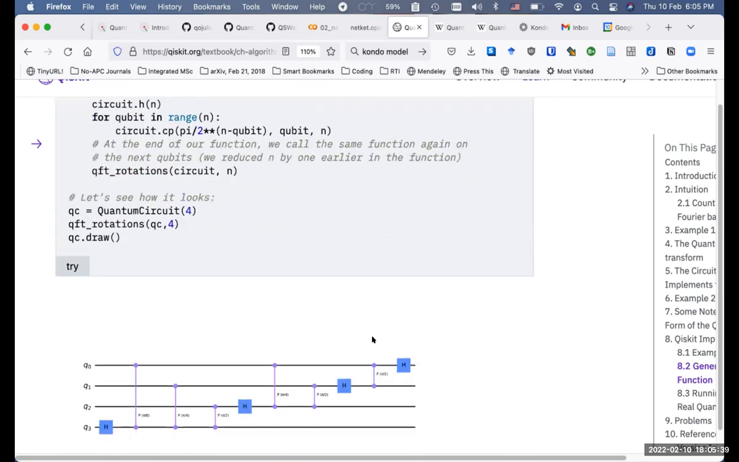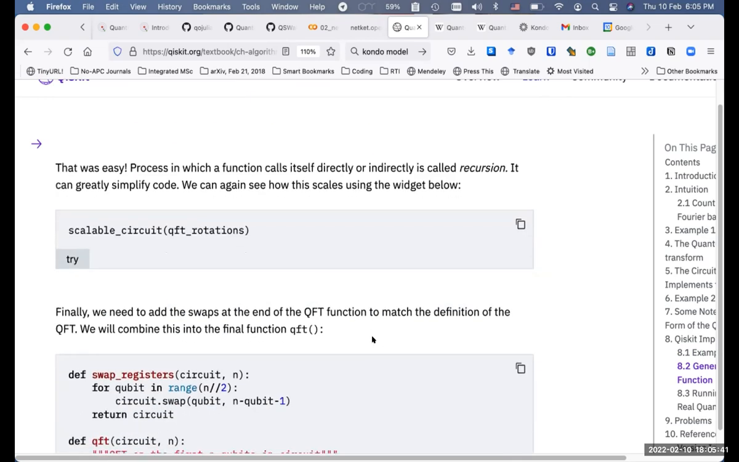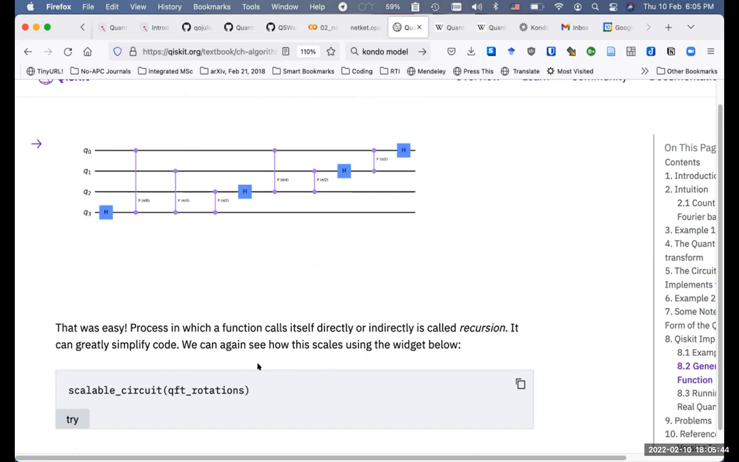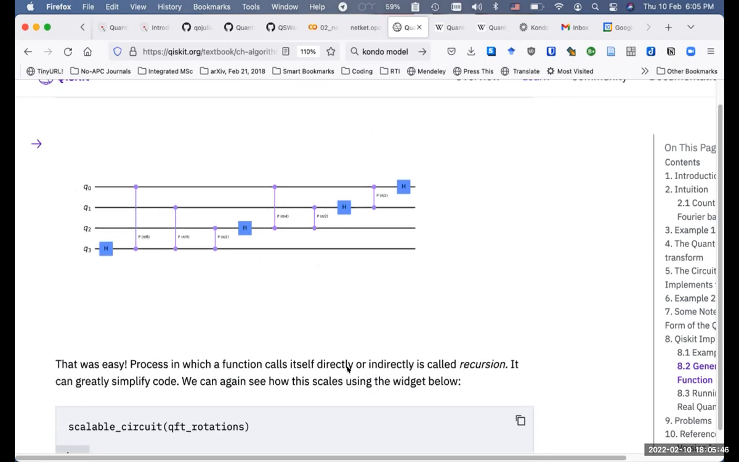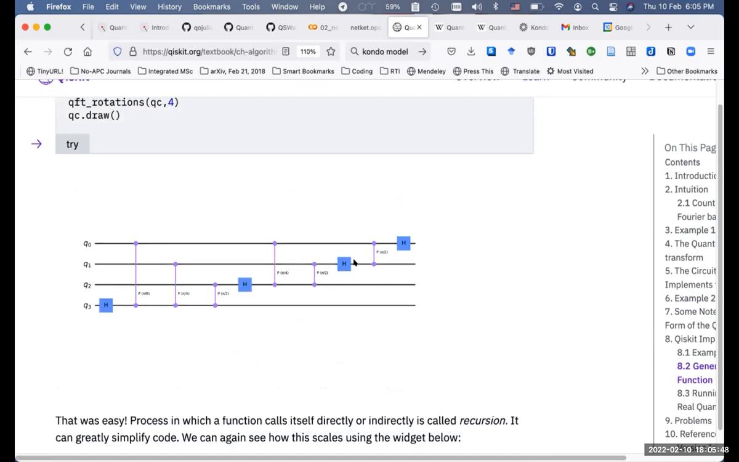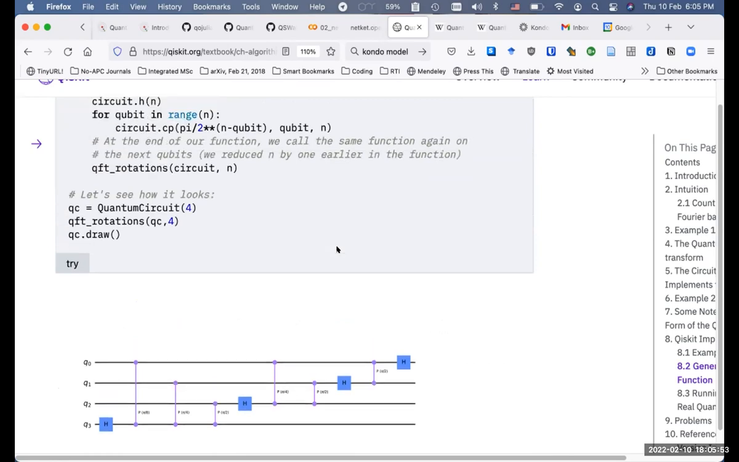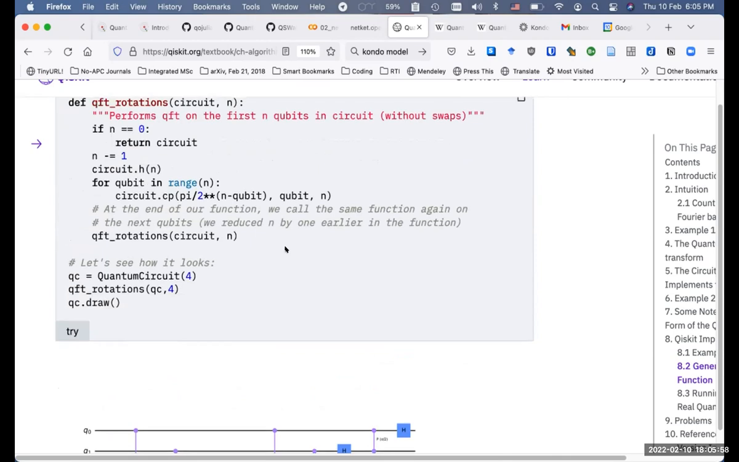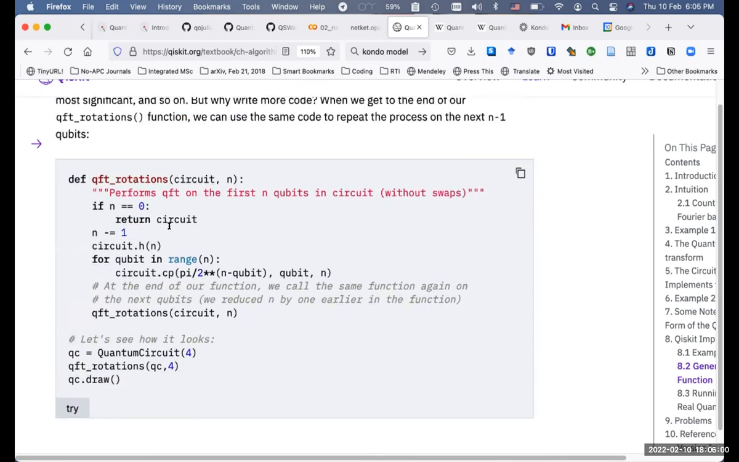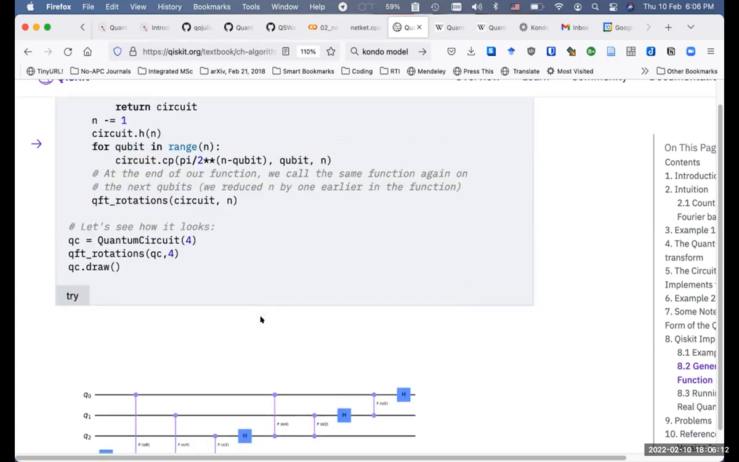And then you can run it. Now, there is one interesting aspect of building this circuit, and this is a computational aspect, which is the fact that when you want to build a circuit of this form, you have to use a recursive method. So you have this QFT rotation function, and you see this function calls itself, right? So this is a recursive function.